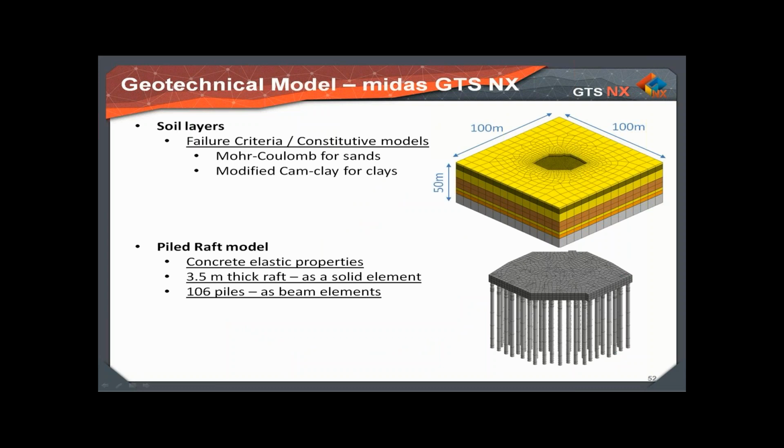Going on to the geotechnical model inside of MIDAS GTS NX, soil meshes were created as a square, 100 meters on each side, with 50 meters of depth. Soil layers were created based on the type of soil and resistance. For this case, we have created 7 different layers.